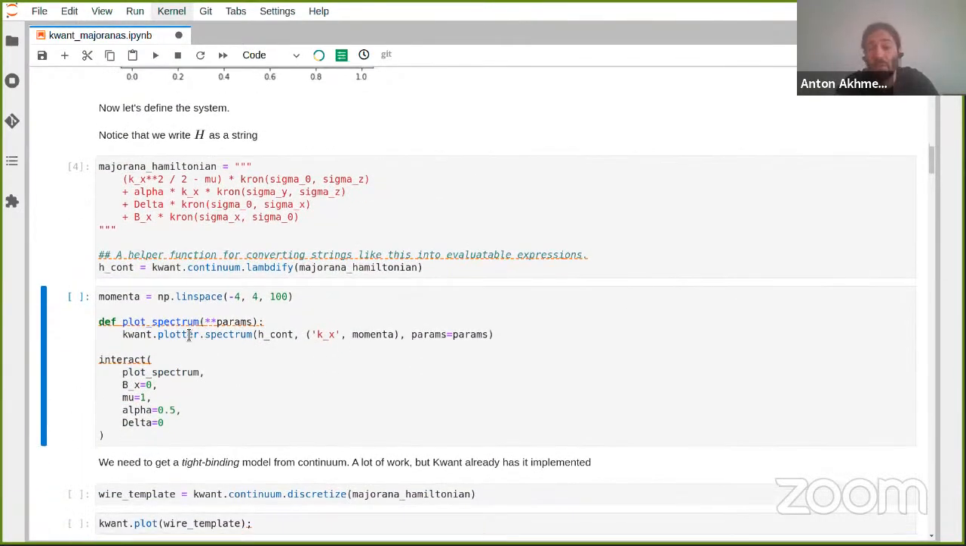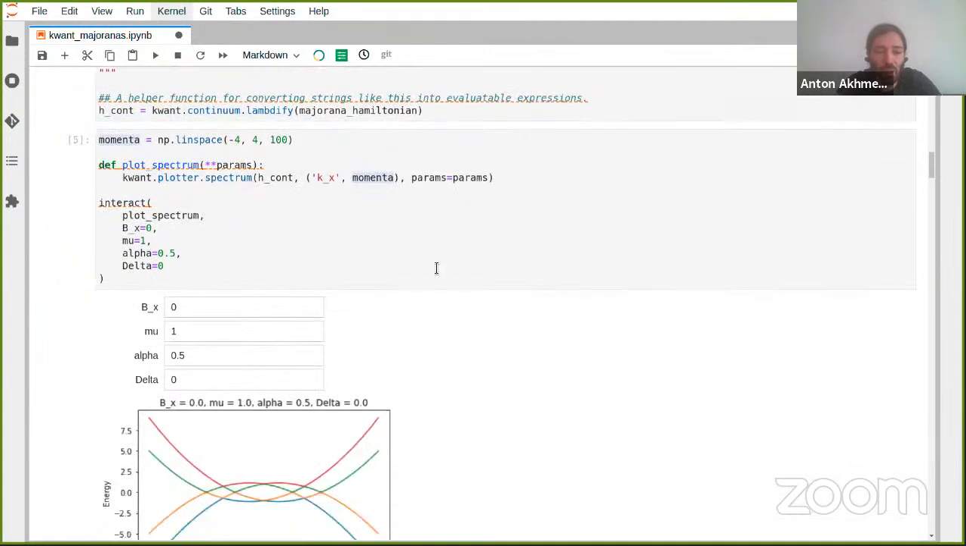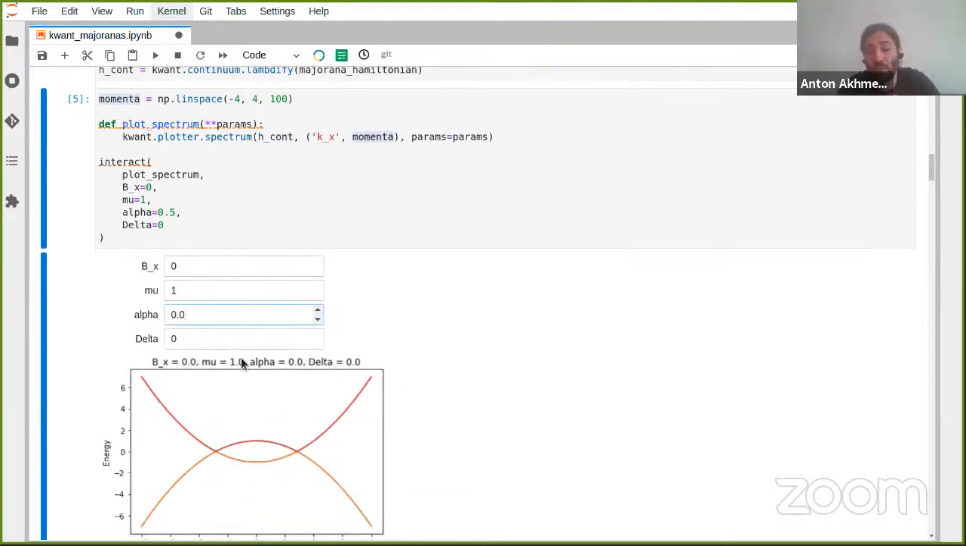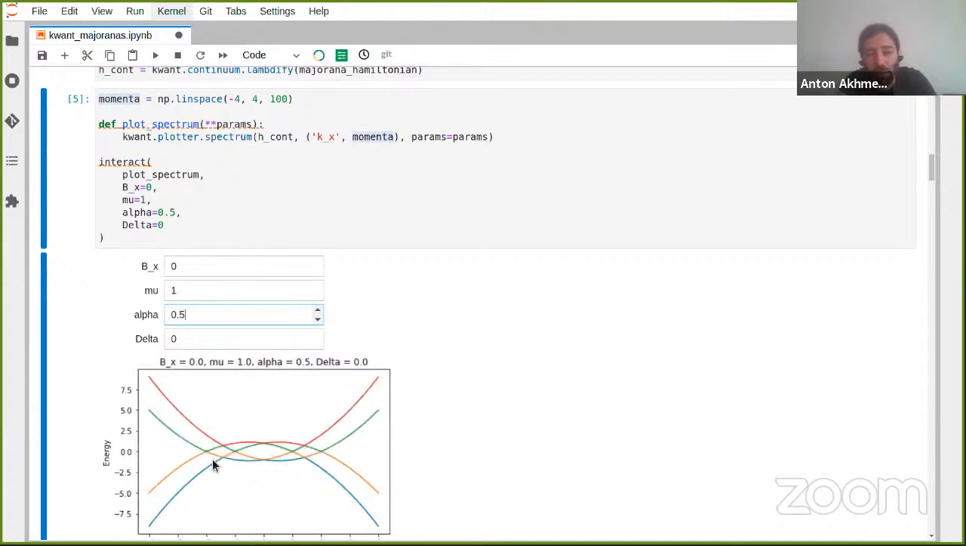So let's take a look at the dispersion relations. This is still the continuum Hamiltonian, and let's try to identify the topological phase transition. Here are the parameters: Bx, once again, is the Zeeman field, then the chemical potential, spin-orbit coupling, and the superconducting pairing. Let's now set everything to 0. We see two parabolas, one corresponding to electrons, one to holes. If we turn on the spin-orbit coupling, the two parabolas split. The splitting, however, is proportional to the momentum itself. So this is all as expected.